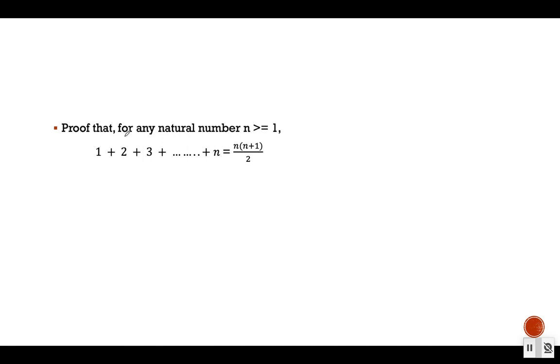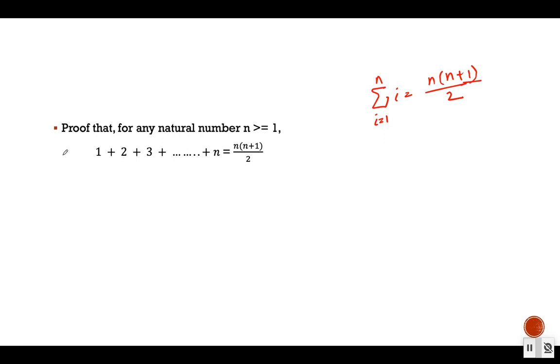All right, so let's see one example and that will be very clear. We are going to prove that for any natural number n greater than or equal to 1, the summation of 1 to any number n equals n times n plus 1 by 2. It's actually the same as writing the summation of i, from i equals 1 to n, equals n times n plus 1 by 2.